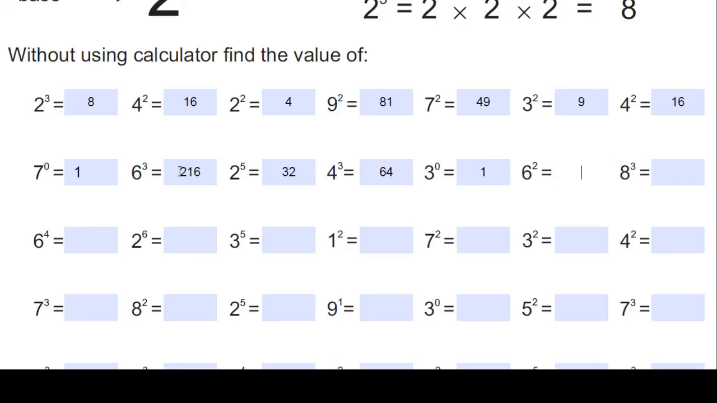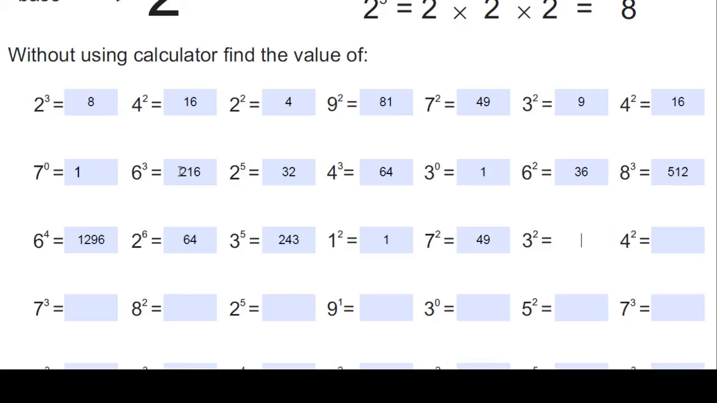6 to the power of 2 is 36. 8 to the power of 3 or 8 cubed means 512. 6 to the power of 4 means 1296. I've done these calculations already. 2 to the power of 6 is 64. 3 to the power of 5 is 243. 1 to the power of 2 will always be 1. 7 to the power of 2 will be 49.